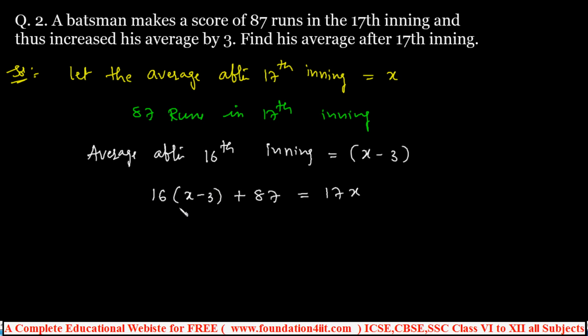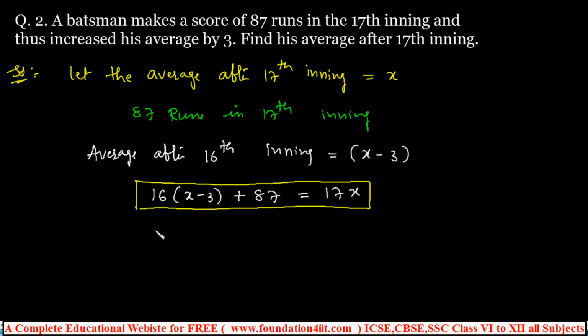That is equal to total sum. For that, if I add 87 runs, that should be equal to the total score for the 17th innings. The total for 17 innings is 17 innings average, that is 17 into x. Yes, we can simplify this to make it clear. So this is the main statement. From this you can find out the x value directly.